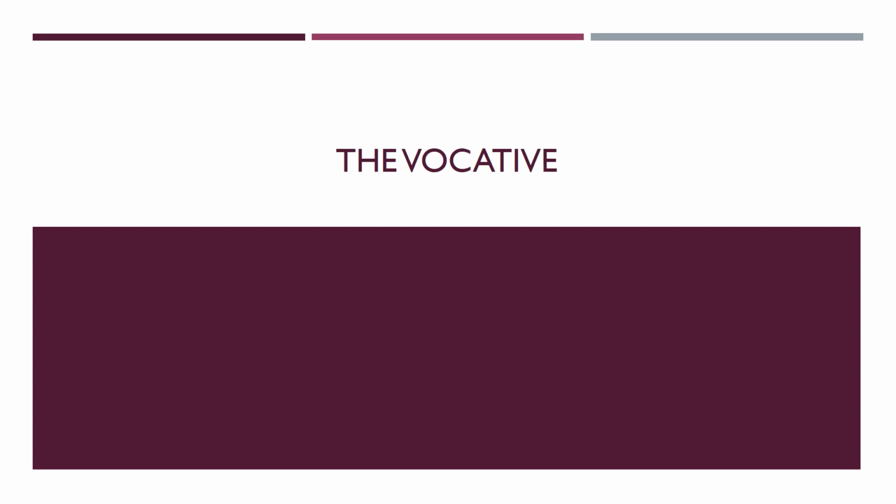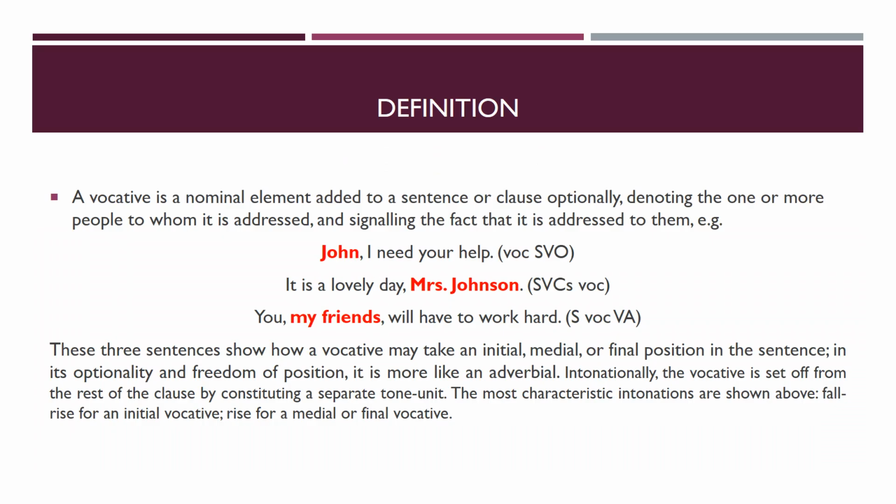The new topic that we are going to deal with today, since we have finished with concord, is called the vocative. First of all, we are going to start with defining the vocative. What is the vocative? In English, a vocative is a nominal element added to a sentence or clause optionally, denoting the one or more people to whom it is addressed and signaling the fact that it is addressed to them.